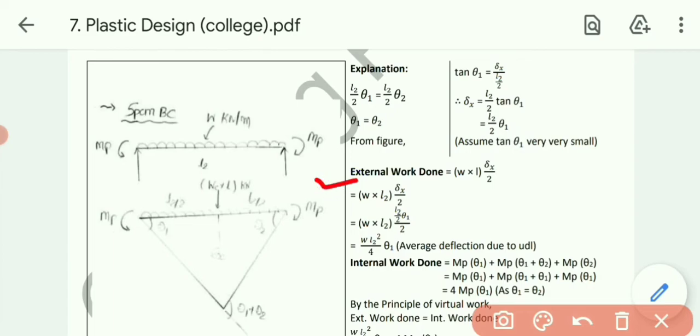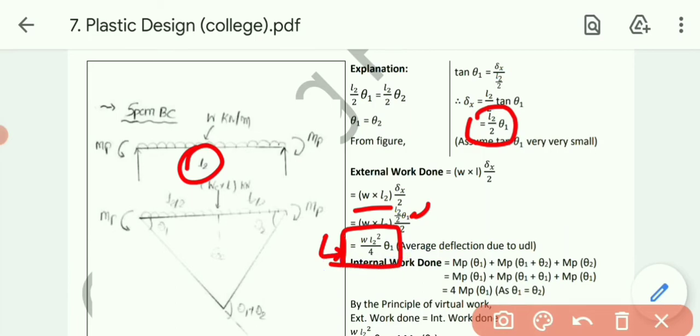External work done means, in case of the UDL we discussed earlier also, total load, that is W into L, we can say, that is UDL, into delta X by 2. Now W into L, L is L2. So W into L2, and delta X by 2, delta X is L2 by 2 into theta 1 divided by 2. So ultimately, by simplifying this, we will get W L2 square by 4 into theta 1.